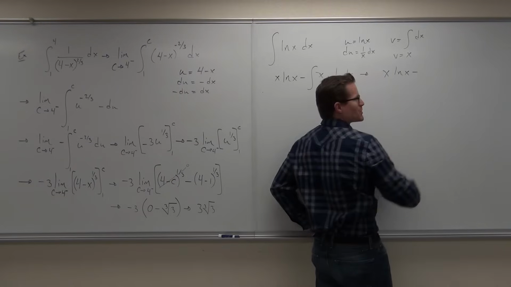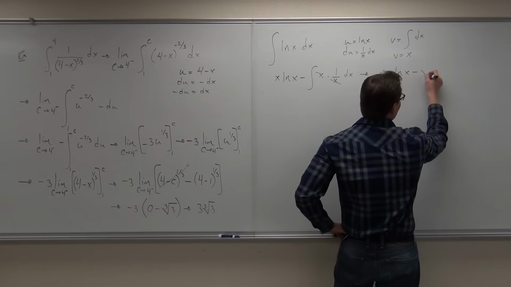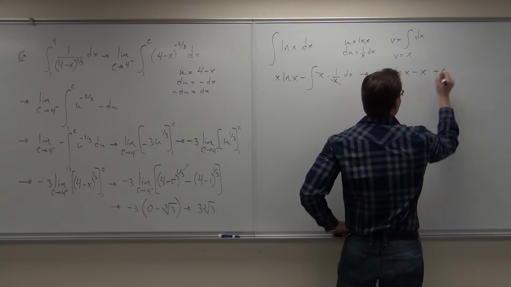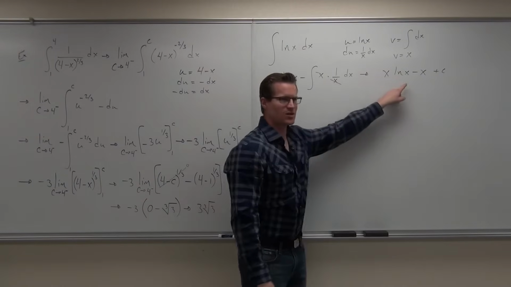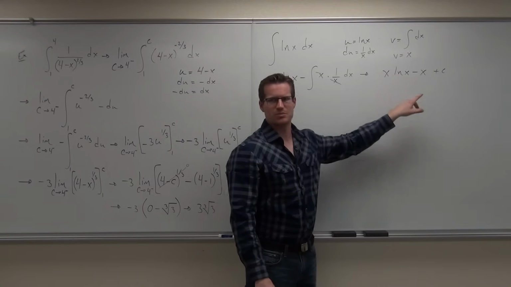You know, I never miss those C's. Sometimes I do the wrong thing, but I never miss those C's. There we go. We get x ln x minus x. Do you guys see where the x is coming from? It's just basic integration by parts.